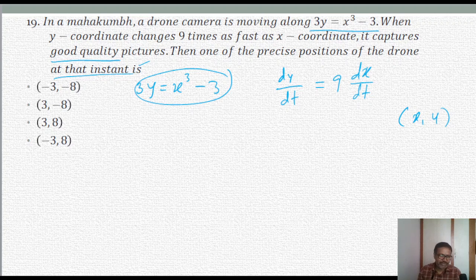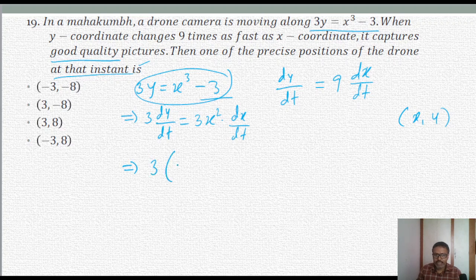At that point also picture quality will be good. Very simple and straightforward question, friends. Here either you have to convert dy by dt is equal to 9 dx by dt into the original form by integrating, otherwise by differentiating 3y is equal to x cube minus 3, get the derivative of this. Better to get the derivative. Let us differentiate this equation. We'll get 3 into dy by dt is equal to x cube, derivative is 3x square into dx by dt, and 3's derivative is 0. Skip that.